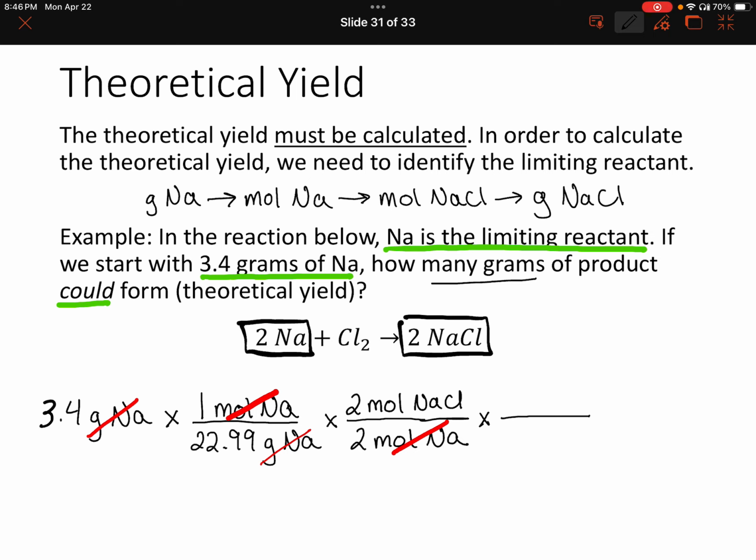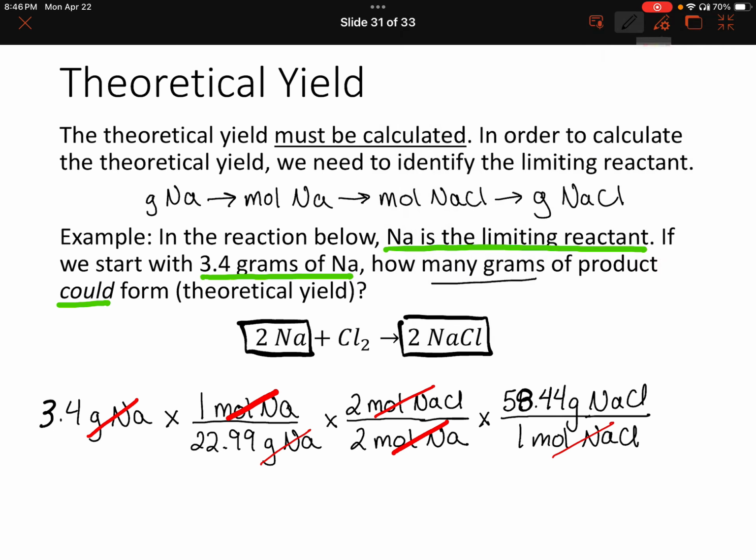So now that we have moles of sodium chloride, we're going to convert that into grams. In the previous video, we saw that the molar mass of sodium chloride is 58.44 grams per mole. Now this time, we're putting the grams in the numerator. Oh, whoops, that should be 58.44, because we want to convert to grams of sodium chloride. And we're going to cancel moles of sodium chloride.